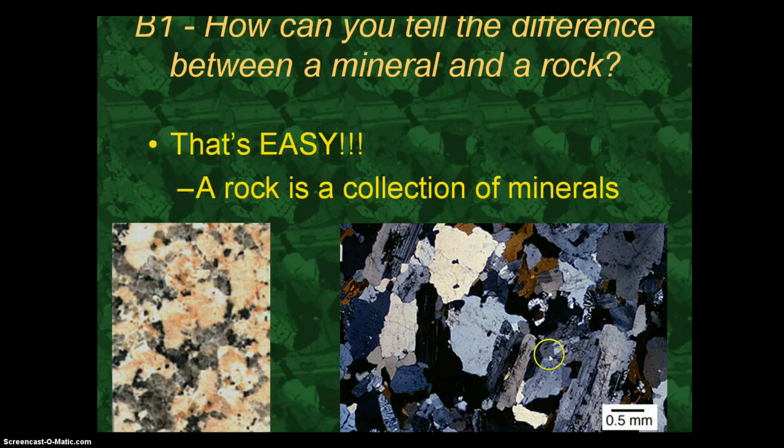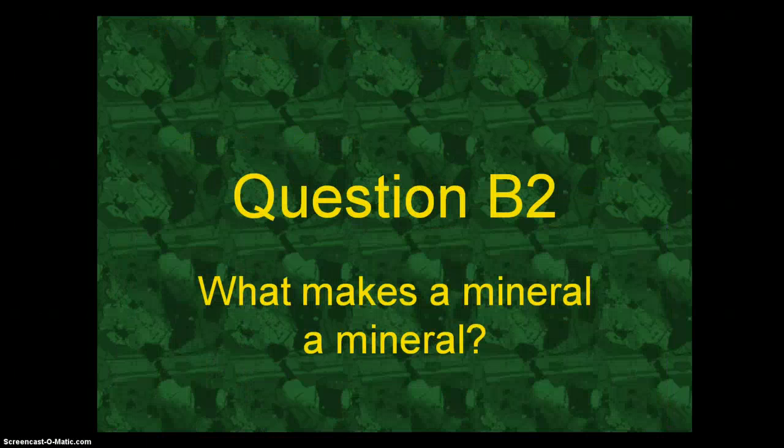This is a microscopic view of the exact same thing. So that's what a rock is. And so therefore, it's fairly easy and straightforward to tell the difference between a rock and a mineral. A rock is going to be made up of lots of different minerals, lots of different colors, whereas a mineral will just be one pure substance.